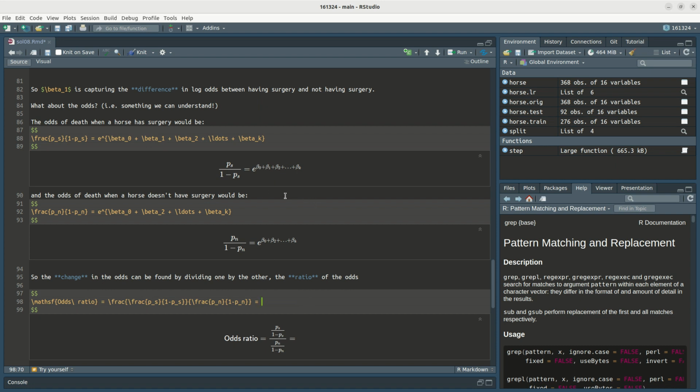And if you think about it, when you divide one of these by the other, the difference in the exponent here is just beta 1. So this is like 10 to the power of 6 divided by 10 to the power of 4 would be 10 to the power of 2. It's just the difference between the two powers, and the difference between the two powers here is just beta 1. So this is just going to be e to the beta 1.